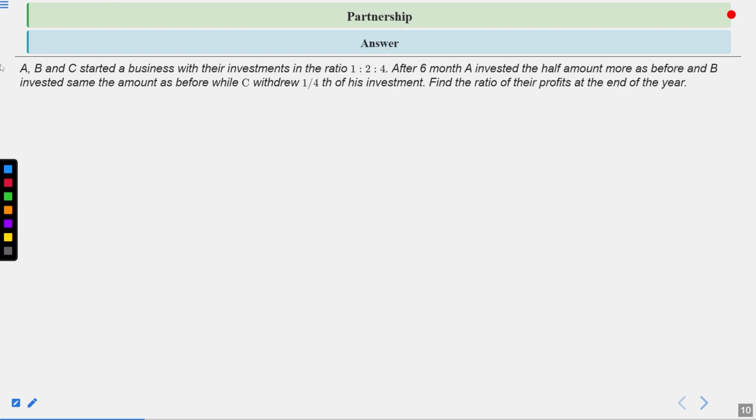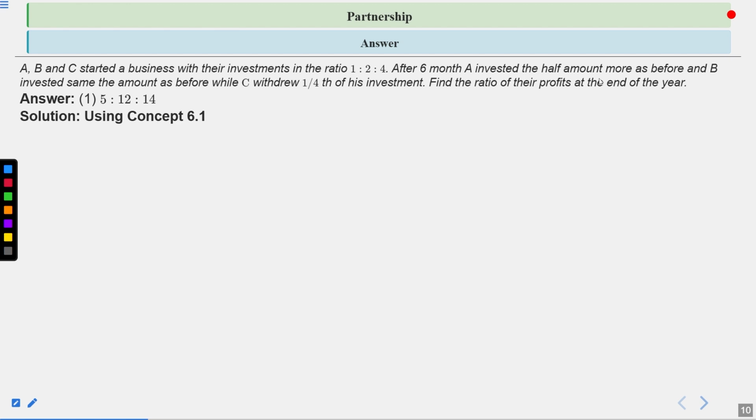So the question says that the investment of A, B and C is given, which is 1 ratio 2 ratio 4. After 6 months, A invests half the amount more than before and B invests the same amount as before, while C withdrew 1/4 of the investment. So we need to find the ratio of their profit at the end of the year. So the correct answer of this question is 5 ratio 12 ratio 14.